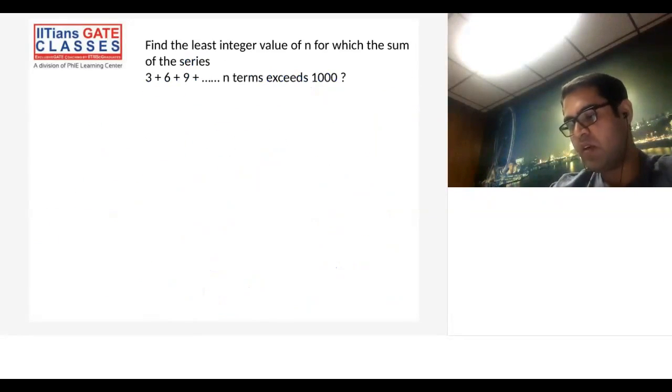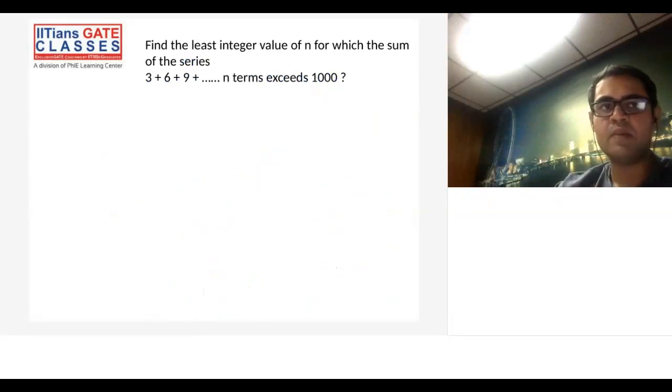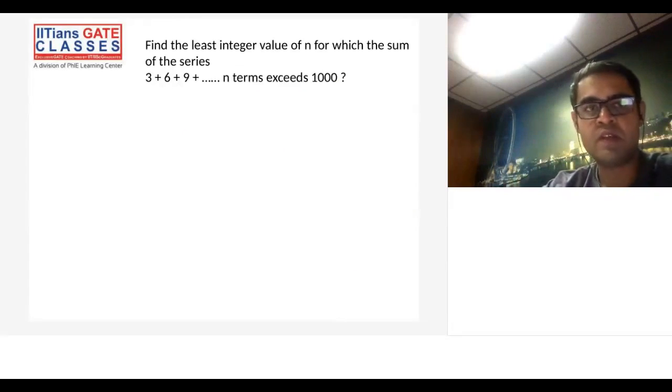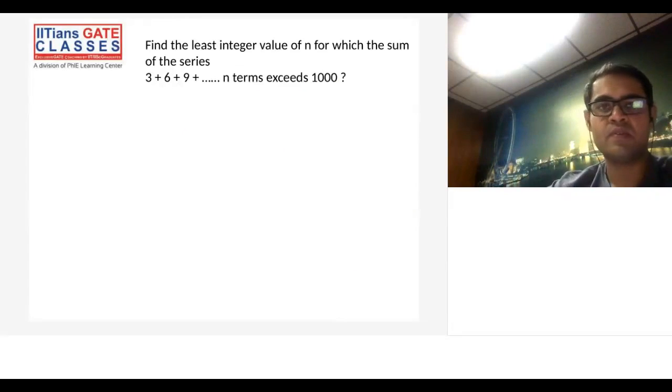Now let's move to some problems which have come in GATE. These are the problems which have come in GATE. So pause the video, try this problem yourself, and then unpause to check the solution.